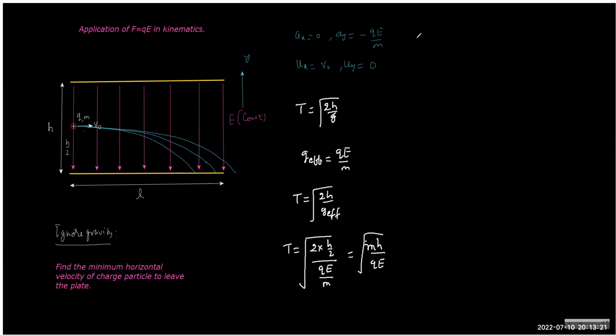Very good. To cross the plate, the range must be equal to L. How do we write the range? ux into time of flight, so v naught into t. So the v naught minimum is L by t, which is L into root of qE upon 2mh. I hope this is clear to everyone.